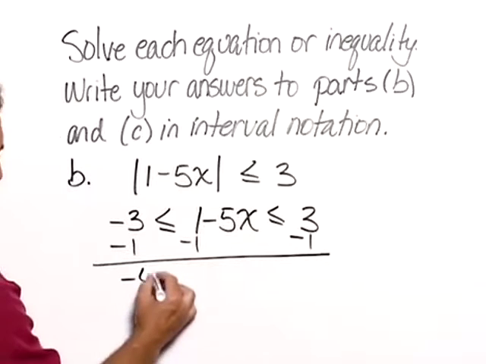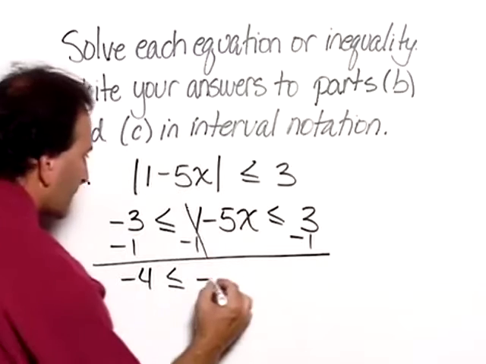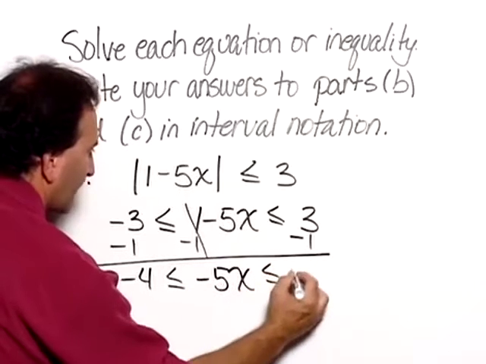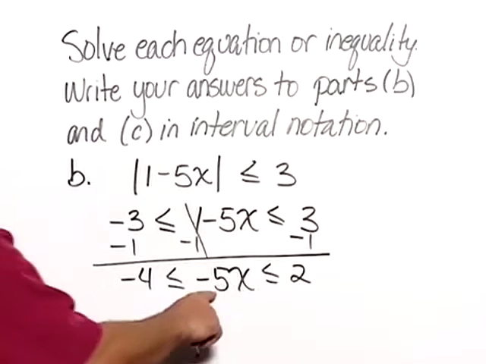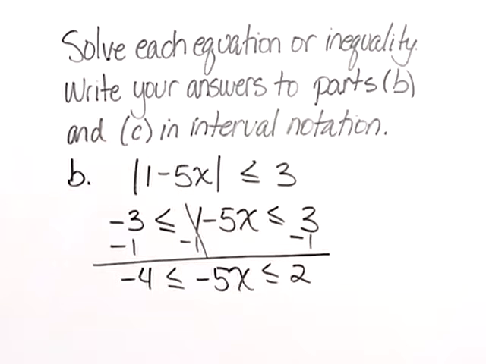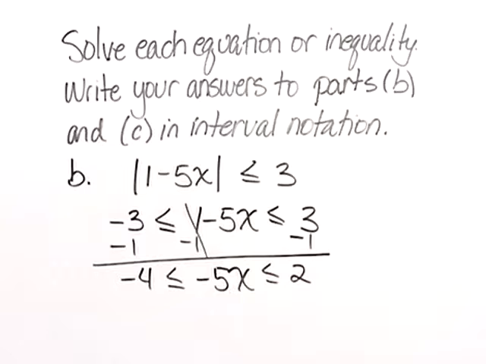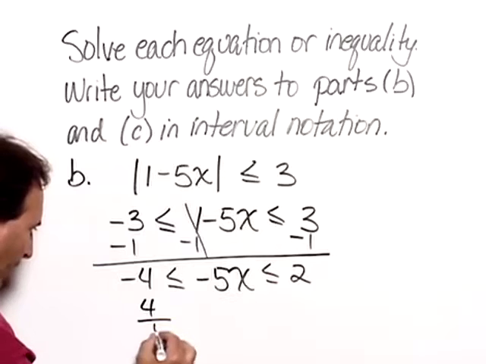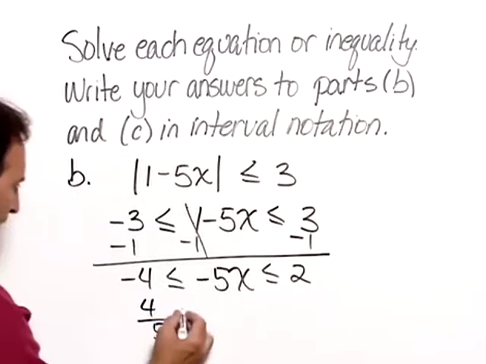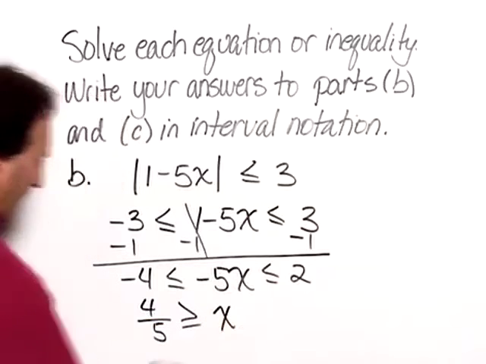Subtract 1 from each of the parts. So we get negative 4 is less than or equal to, these add up to 0, so it's negative 5x, which is less than or equal to 2. Now we need to divide each of the three parts by negative 5. But remember, that means we need to switch the direction of the inequality. So, negative 4 divided by negative 5 is positive 4/5. We switch the symbol to be greater than or equal to x.